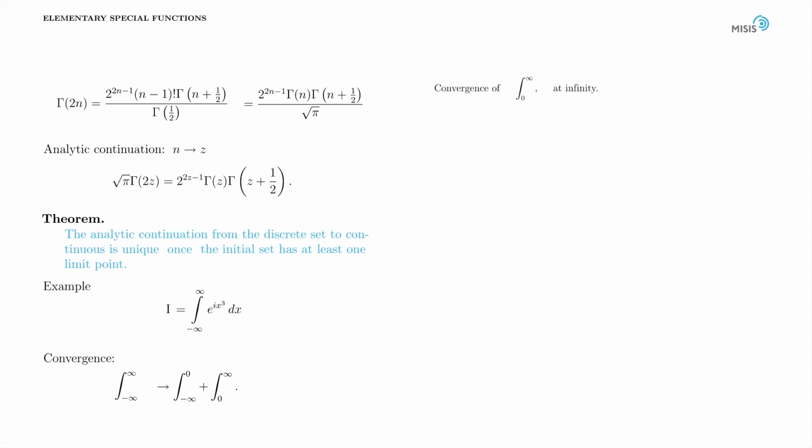The dangerous point is obviously infinity. So we split the domain of integration into two parts. The first one is convergent, and it is the second one that needs to be checked. To this end, we make the variable change t equals x cubed, and change the differential accordingly. This is our transformed integral.